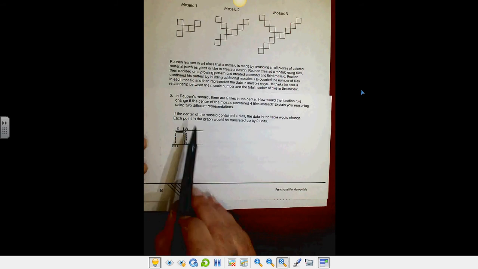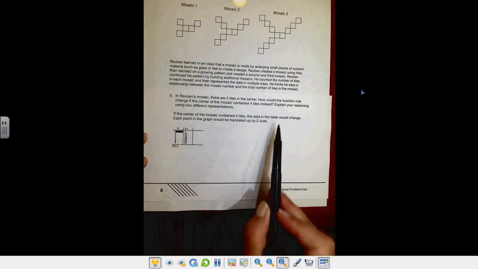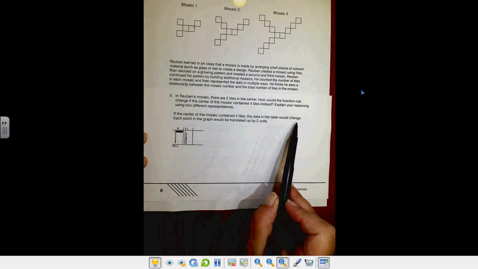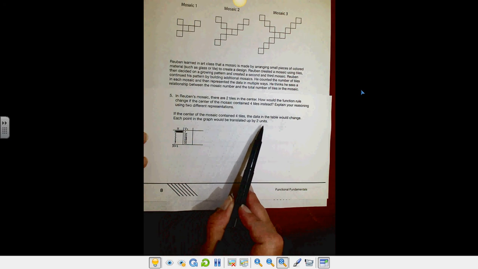For number 5, in Ruben's mosaic, there are 2 tiles in the center. How would the function rule change if the center of the mosaic contained 4 tiles instead? Explain your reasoning using 2 different representations. First, verbally, if the center of the mosaic contained 4 tiles, the data in the table would change. Each point in the graph would be translated up by 2 units.